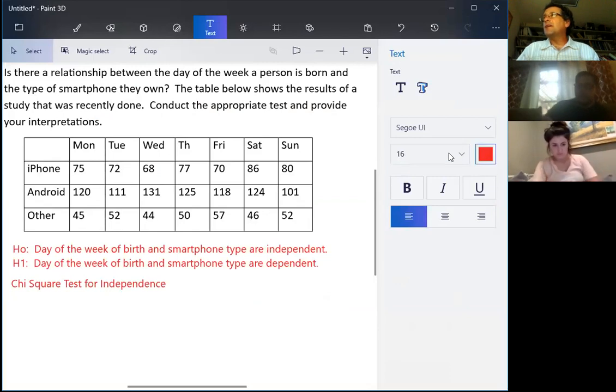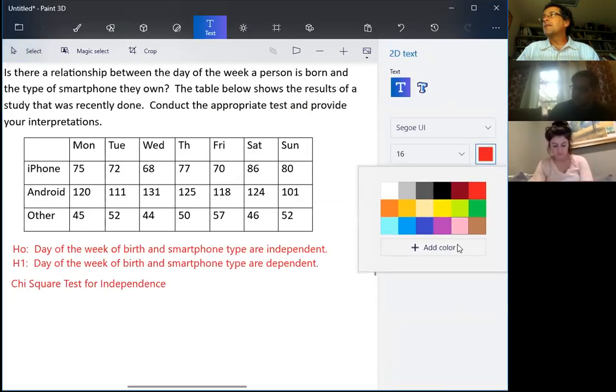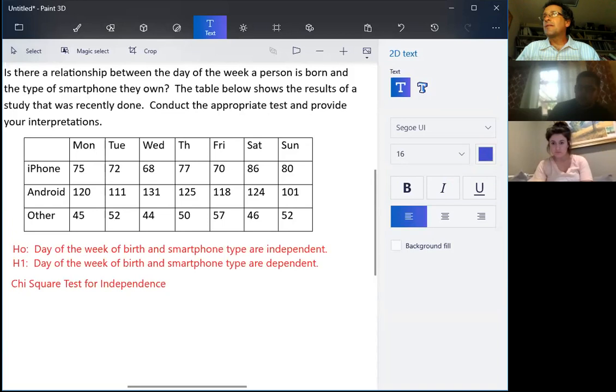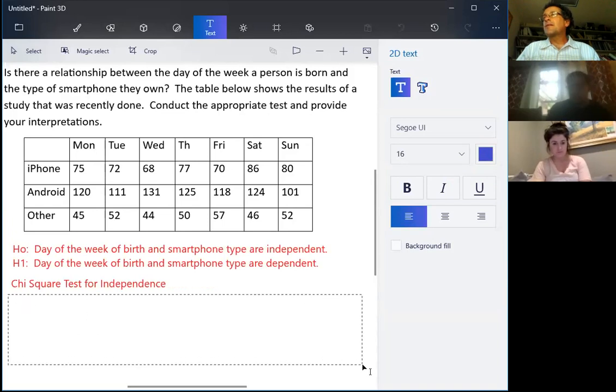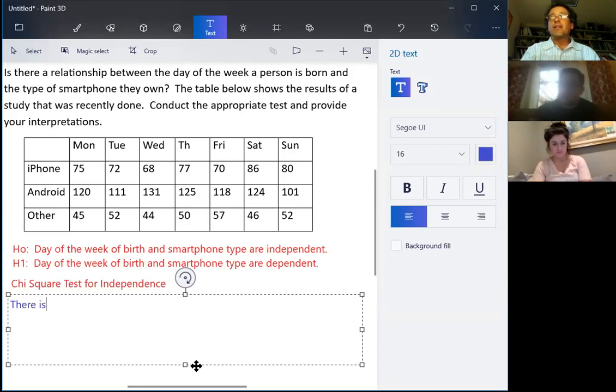And what we say, and hopefully you know the first few words. There is, what do we say? Statistically insignificant. Yeah. Evidence to make a conclusion.